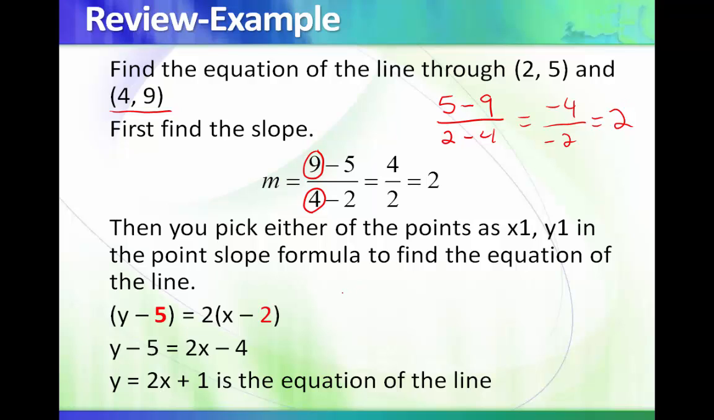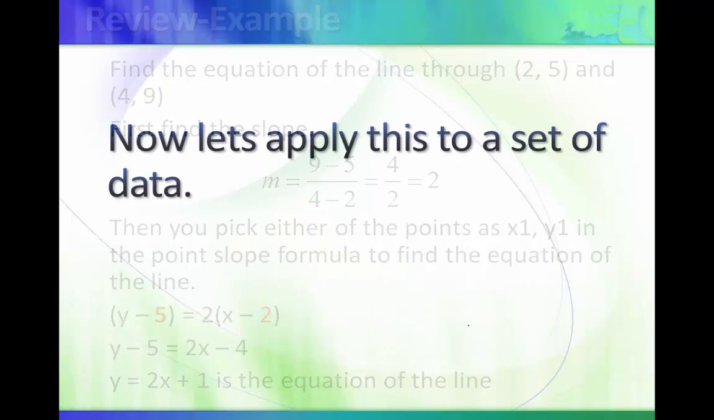To check your arithmetic to make sure that you didn't make any mistakes, it's not a bad idea to take the point you didn't use, which in this case is (4, 9). Plug it into the equation and see if the arithmetic works out correctly. It is a good way to catch any arithmetic mistakes. And 2 times 4 is 8 plus 1 is 9, so that looks correct.